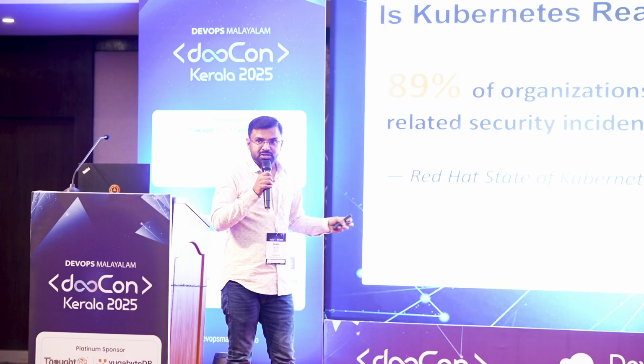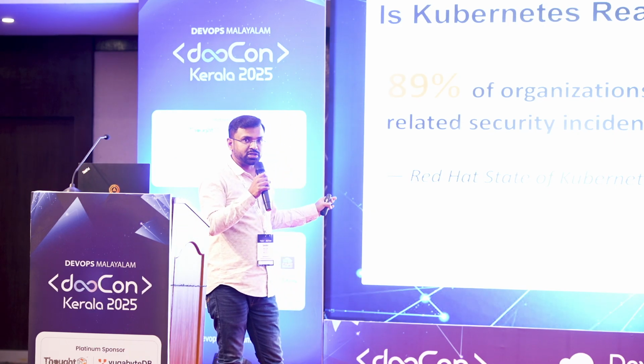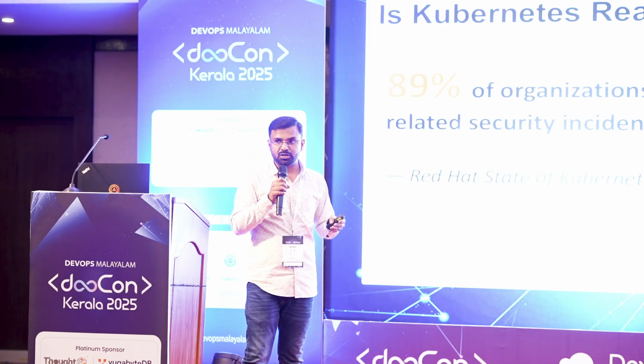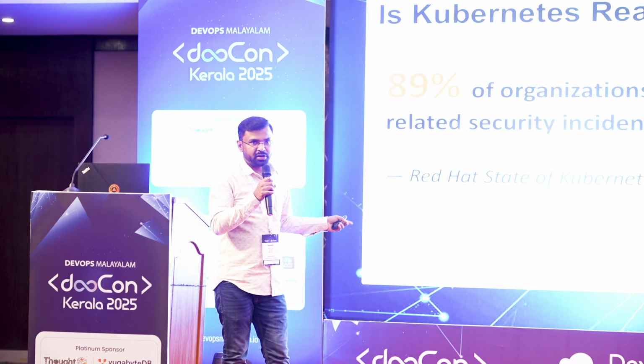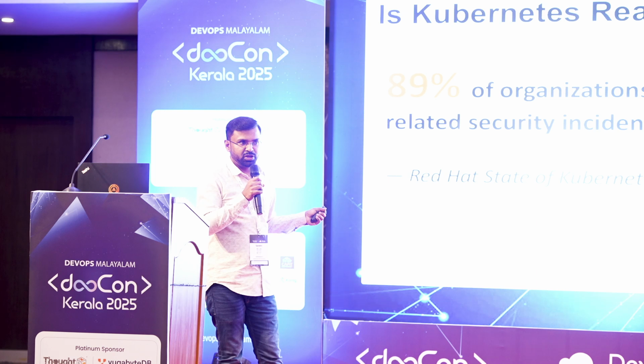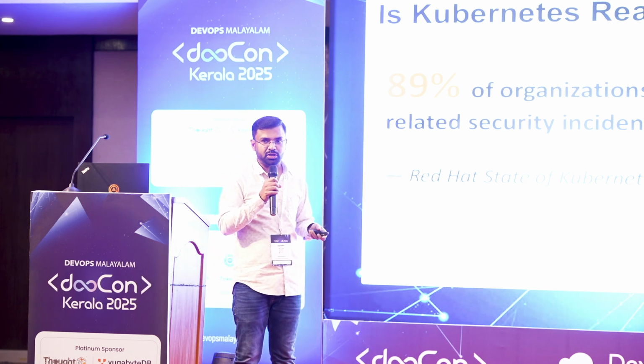Red Hat does surveys across all the DevOps engineers, SREs, and operations people every year. As per the report from Red Hat last year, 9 out of 10 companies running Kubernetes in production have security issues. This number is not good actually, so it brings our attention more to security.